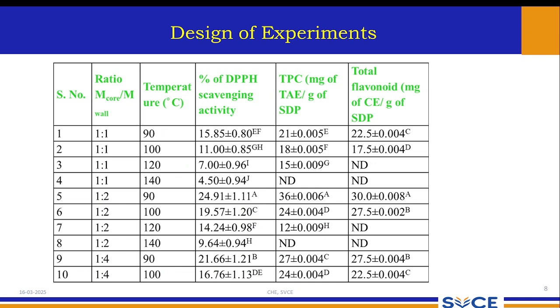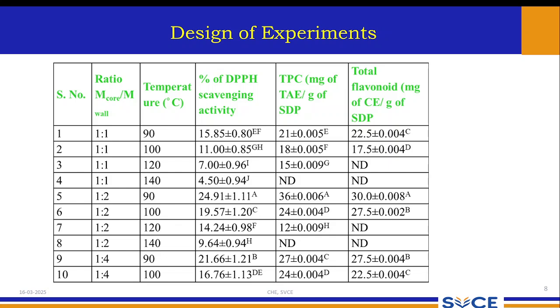And coming to the M core and the temperature, the particles which we have obtained by spray dryer will have a DPPH scavenging activity value. So we also want to optimize the responses, that is DPPH scavenging activity, total flavonoid content, and total phenolic content, and so on. Which one is supposed to be higher? DPPH is supposed to be higher, TPC is supposed to be higher, and total flavonoid is supposed to be higher. When compared to all this, the ranking is supposed to be given.